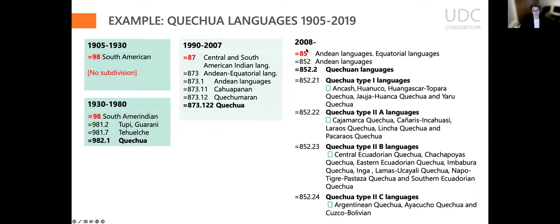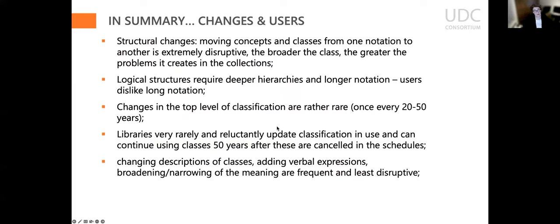So you can see that moving from this structure to this structure here, separating Andean languages and Equatorial languages into separate coordinated hierarchies, enabled the classification notation to be slightly shorter and more logical. So this is also one goal of this huge perturbation of languages. In summary, I will just point out that structural change, in moving concepts from one class to another, from one notation to another notation, is extremely disruptive.